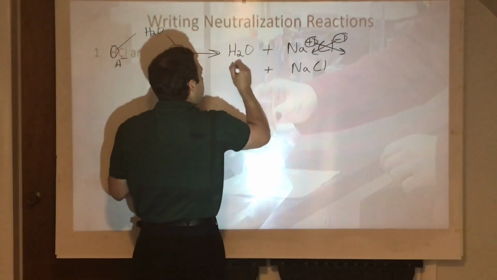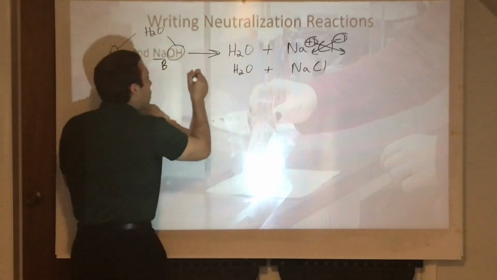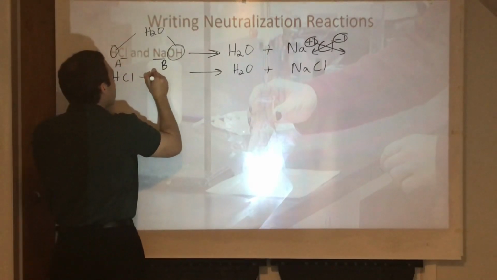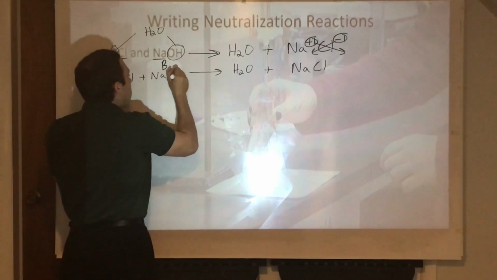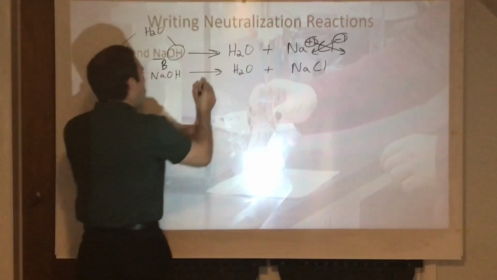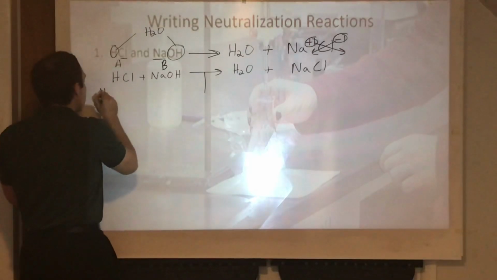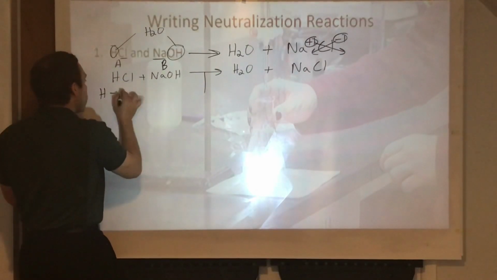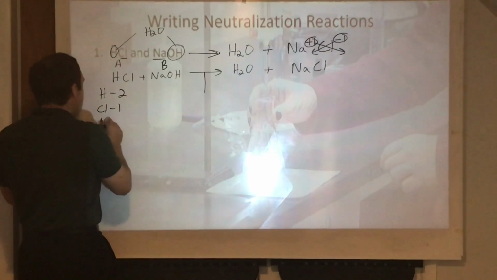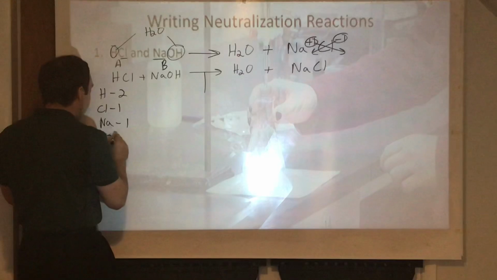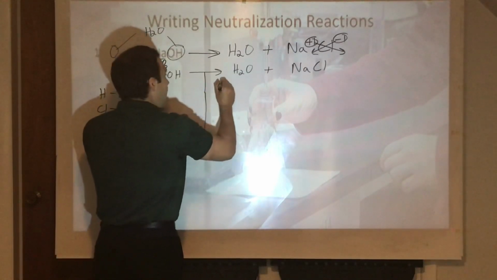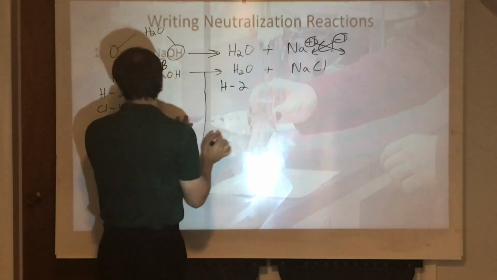Let's rewrite. HCl on this side, plus NaOH goes to H2O and NaCl. Let's check to make sure our equation is balanced. H, we have 1 plus 1 is 2. Cl, we have 1. Na, we have 1. And oxygen, we have 1. On the right side, H's, we have 2.